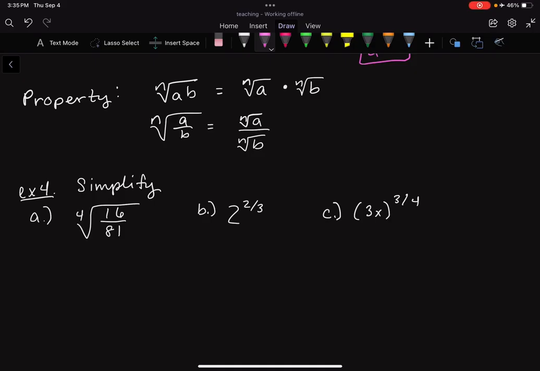So for some of these, we're going to use these rules. For some of them, we're not. There's some, like part B, where we're not going to, but I just like it, so we're going to do it.